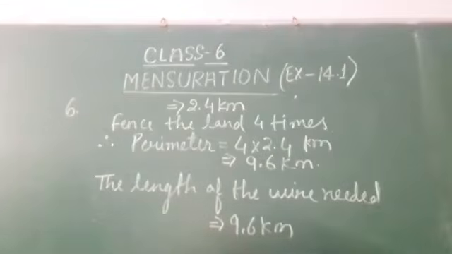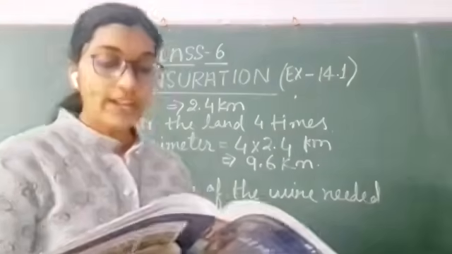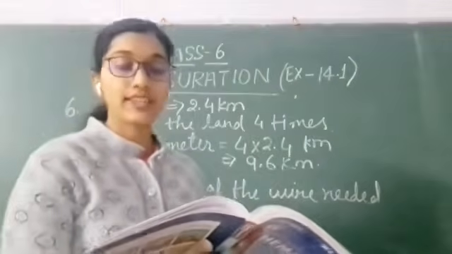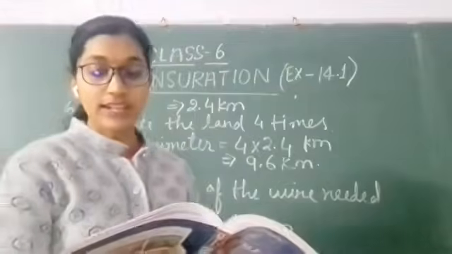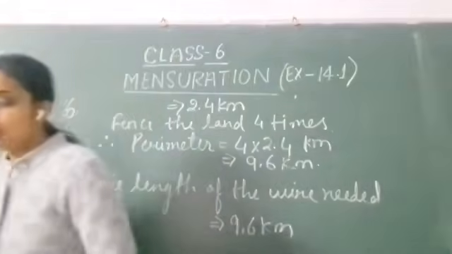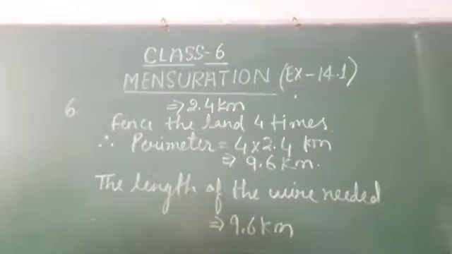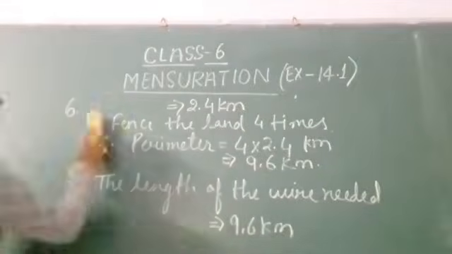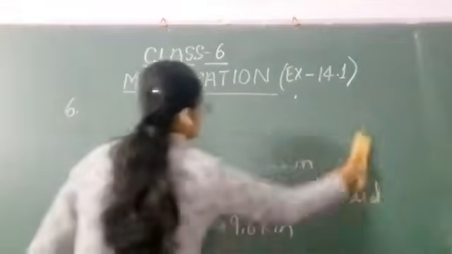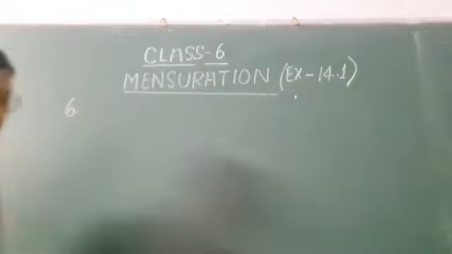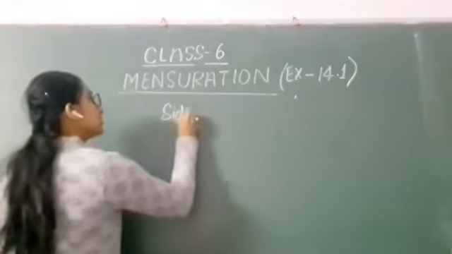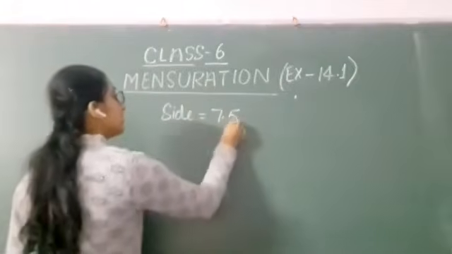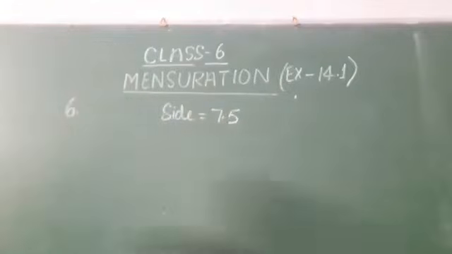The next question. In question number 7, it is given find the perimeter of a regular hexagon. Hexagon is having 6 sides, with each side measuring 7.5 meter. Side is given 7.5 meter. Side is equal to 7.5 and the unit is given meter.